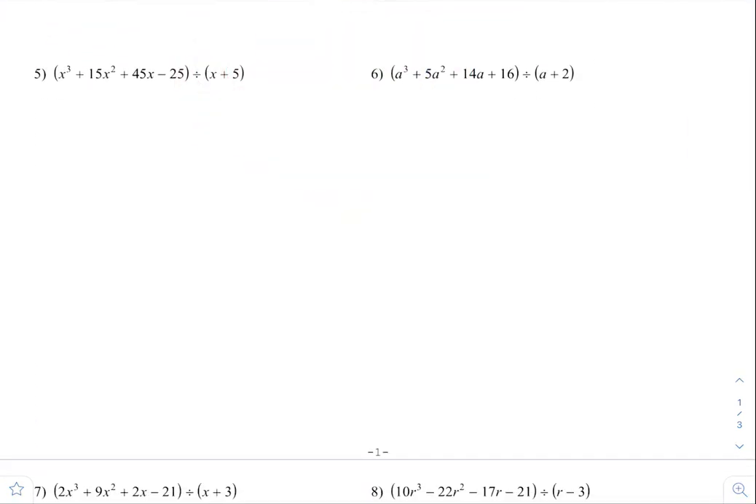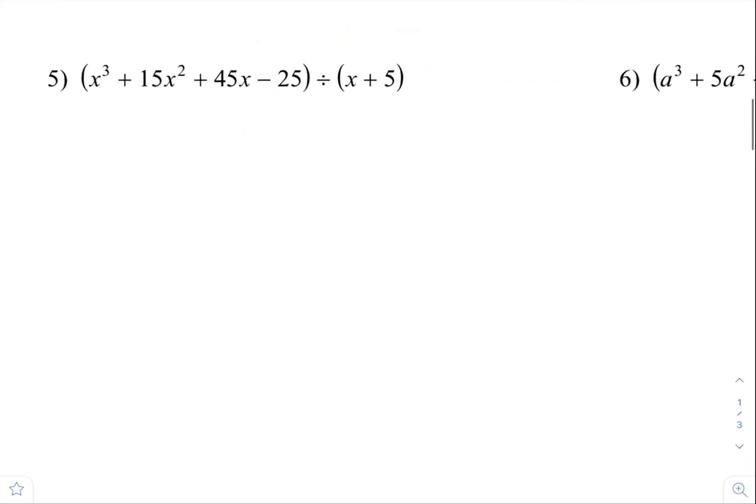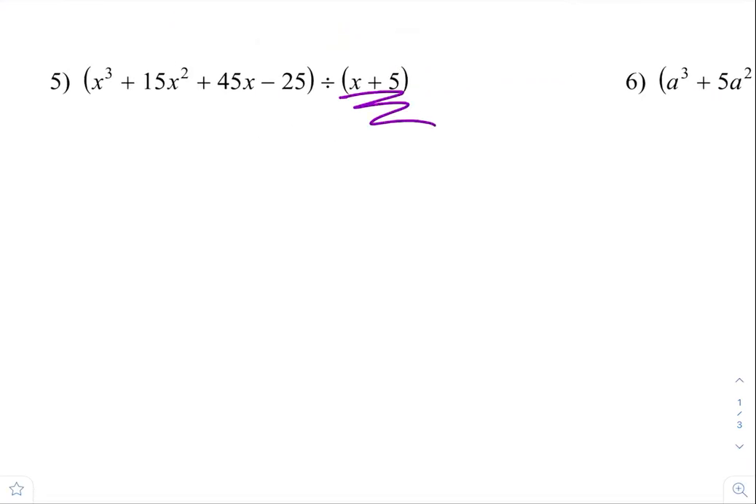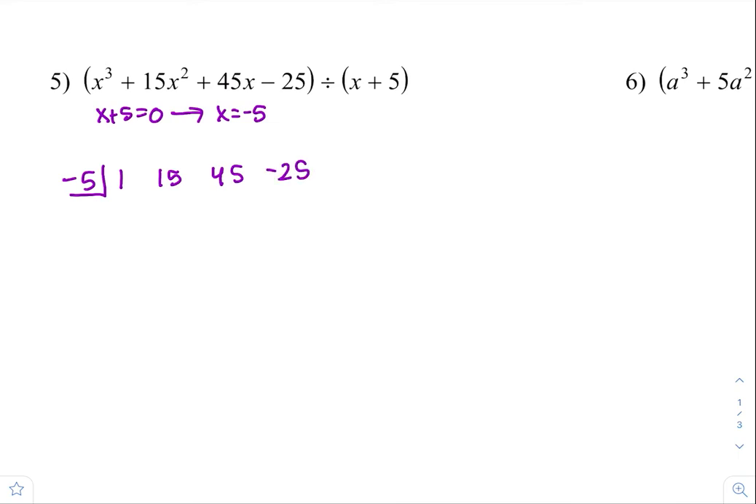Number 5. Set that equal to 0. Solve for that. So x is going to equal negative 5. We subtract 5 from both sides. So negative 5 goes in your guys' division box. Now let's write down our coefficients. 1, 15, 45, negative 25.